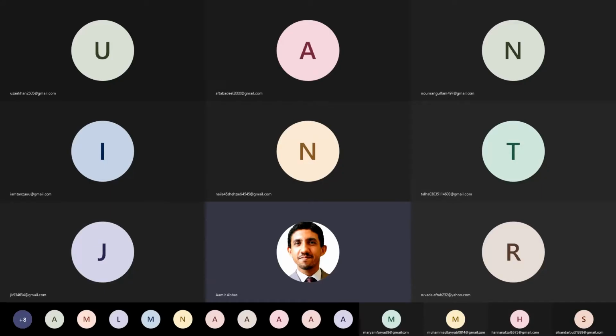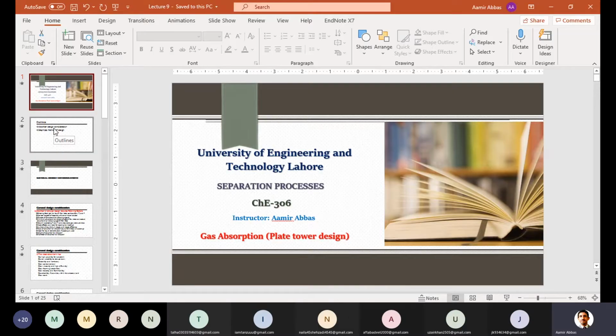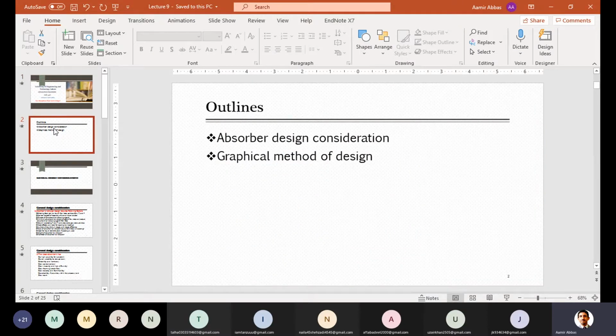If you remember in the last lecture, we started with the design consideration for the gas absorption tower. So if we have to design a plate tower or tray tower, initially there are some design considerations, and this point was discussed at the end of the last lecture.